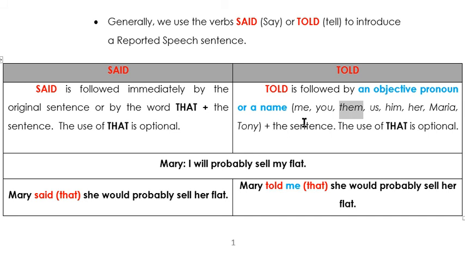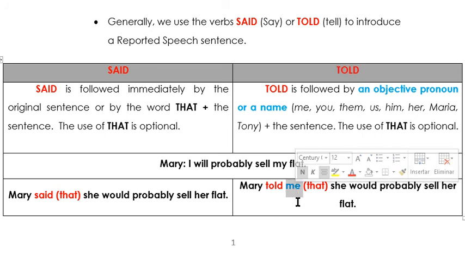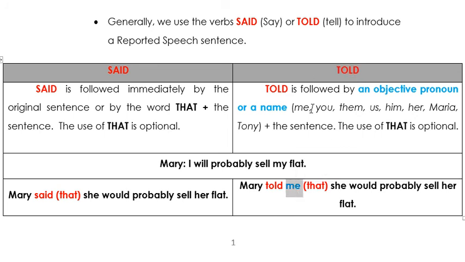¿Cuál es la diferencia entonces entre said y told? En said vamos a poner directamente la oración, ¿sí? Con un tiempo atrás cambiado, obvio, y las palabras que necesitan ser cambiadas. Y con told, es cuando una persona le dice algo a otra, ¿ok? Mary me dijo a mí, Mary le dijo a él, le dijo a Mary, ¿ok? Siempre tiene que haber o un nombre o un objective pronoun, que son me, you, them, us, him, her, ¿ok? Mary told me that, optional, she would probably sell her flat.